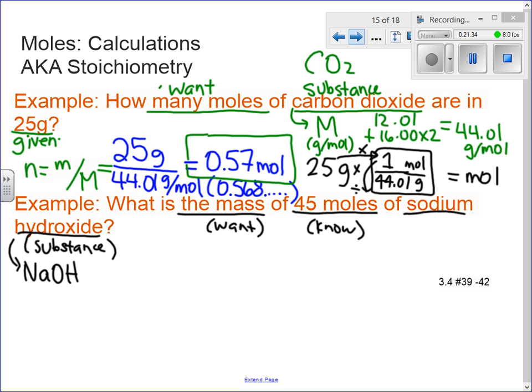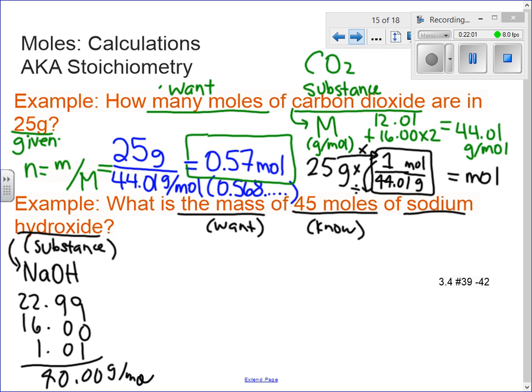Sodium is +1, hydroxide is -1. Then I would look up on the periodic table and I would add up the mass of each of the atoms that you see. Sodium is 22.99, oxygen is 16, hydrogen is 1.01. This gives me exactly 40 grams per mole. That is my molar mass. So that's always the first thing that I do. Next thing I do is ask myself, what calculation am I performing? I'll do it with just units first, and then I'll do the formula second this time.